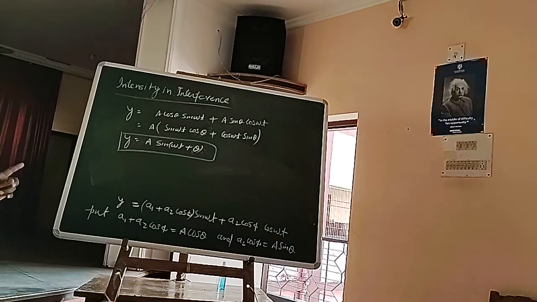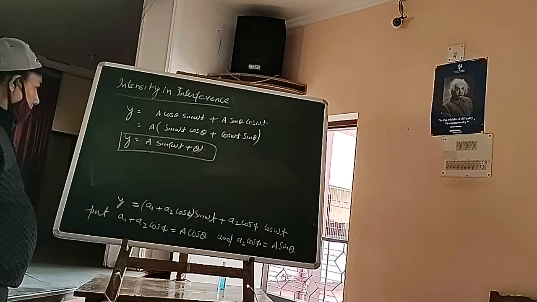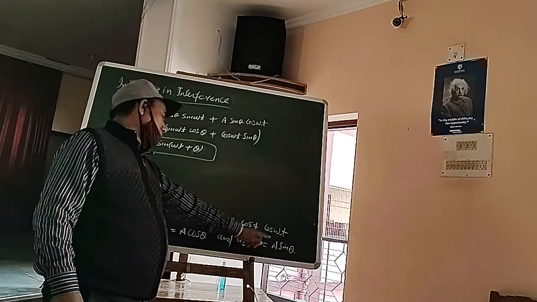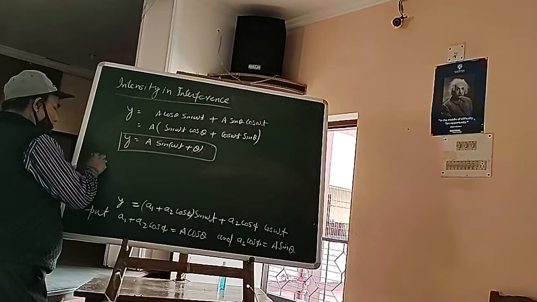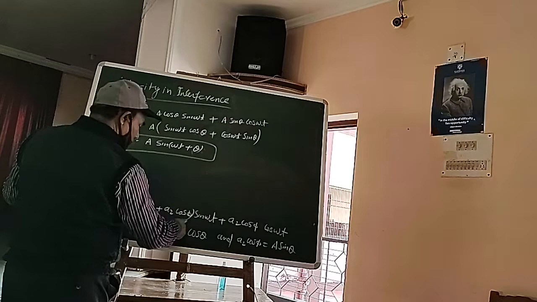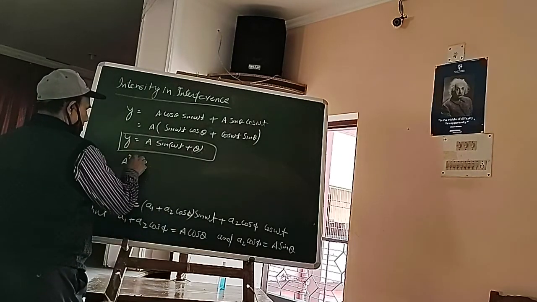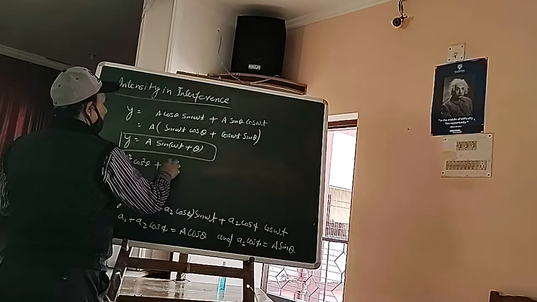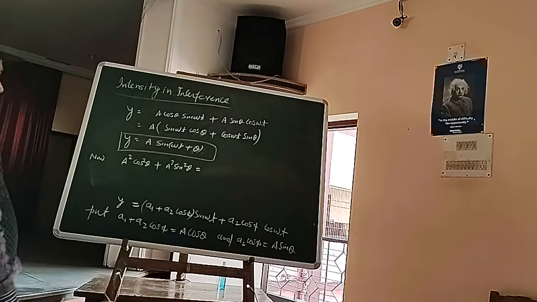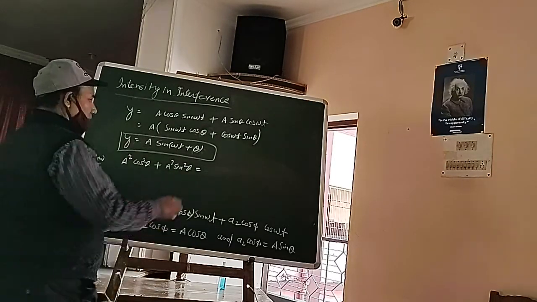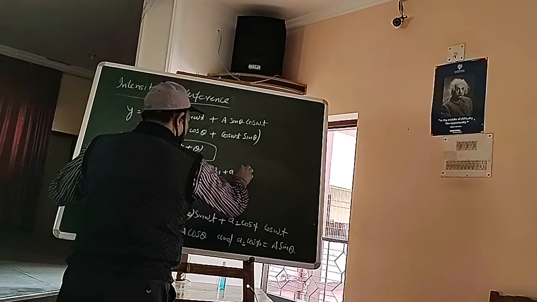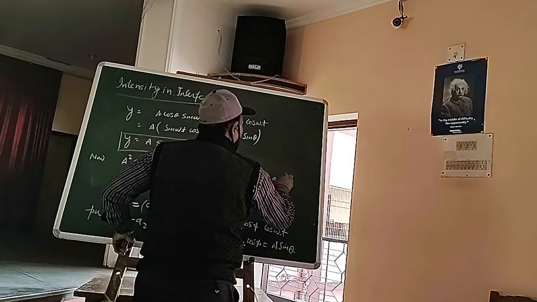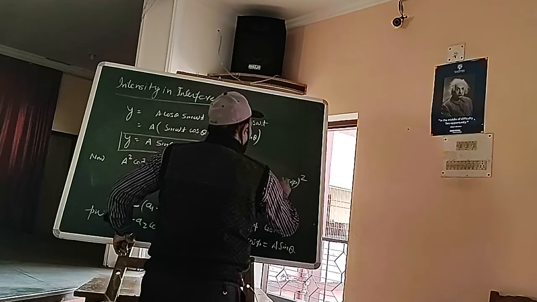Now we will calculate the amplitude. What we will do is square and add. A cos theta is equal to a1 plus a2 cos phi, and A sin theta is equal to a2 sin phi. Squaring and adding: A square cos square theta plus A square sin square theta is equal to (a1 plus a2 cos phi) whole square plus (a2 sin phi) whole square.